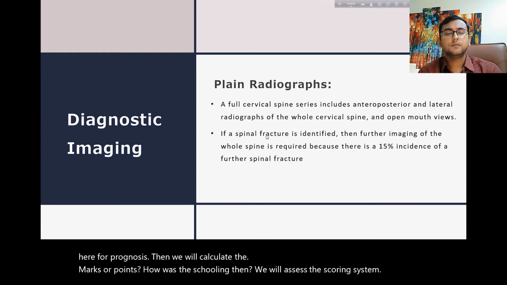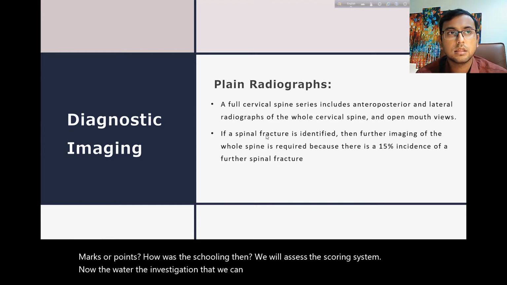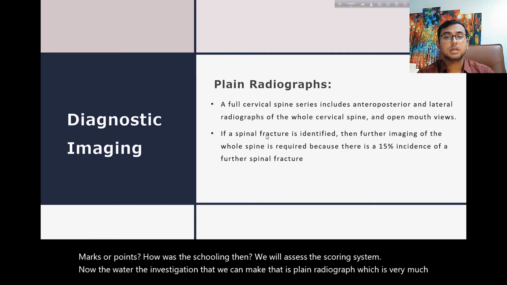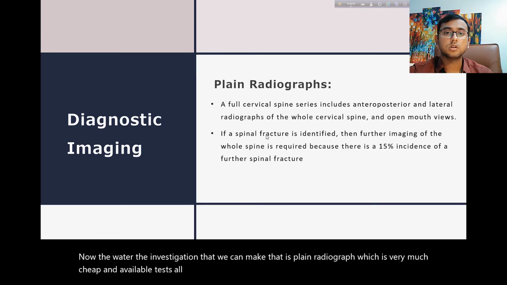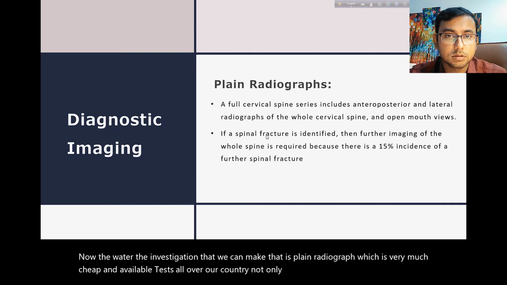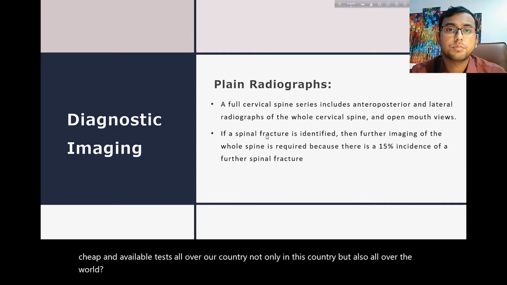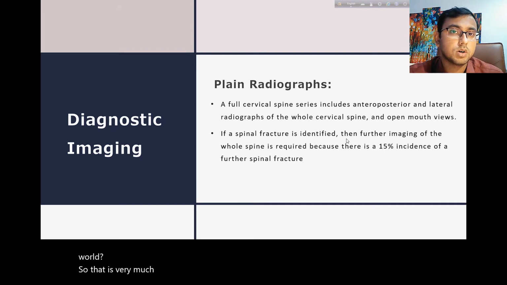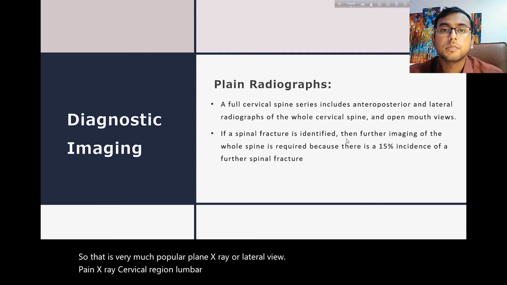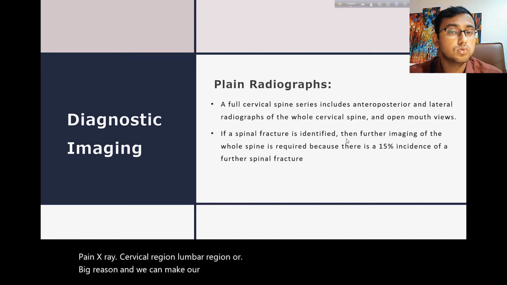Now what are the investigations that we can make? That is plain radiograph. It is very cheap and available all over our country, not only this country but also all over the world. So that is very popular. Plain X-ray, cervical region, lumbar region or thoracic region, and we can take a lateral view to see the segments or intervertebral segments.